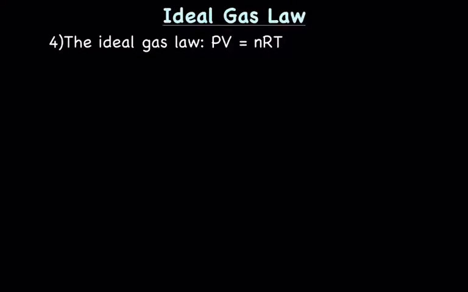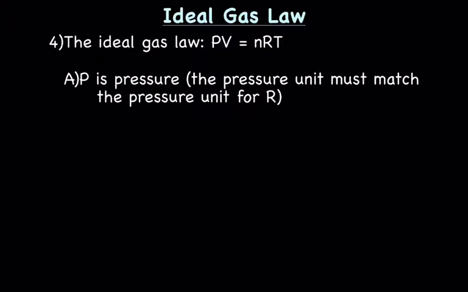All right, so the equation for the ideal gas law is PV equals nRT. So what's P, V, n, R, and T? You know all of them, I think, but one. Let's go through these real quickly. P stands for pressure, and what's really important here is that the pressure unit must match the pressure unit for R, and we'll get to R in a few minutes. But keep that in mind. When you're picking your R, the pressure unit must match the pressure unit for the R you choose to use.